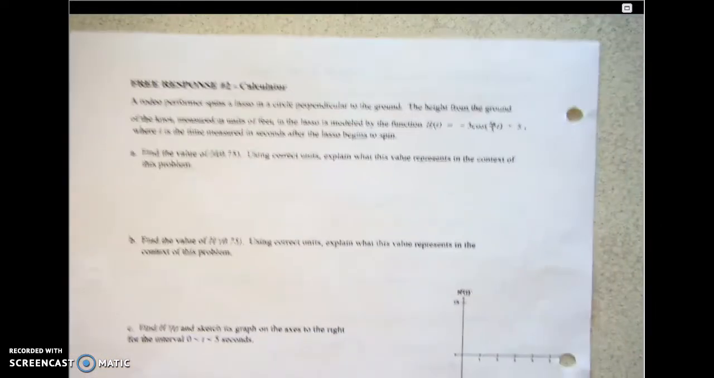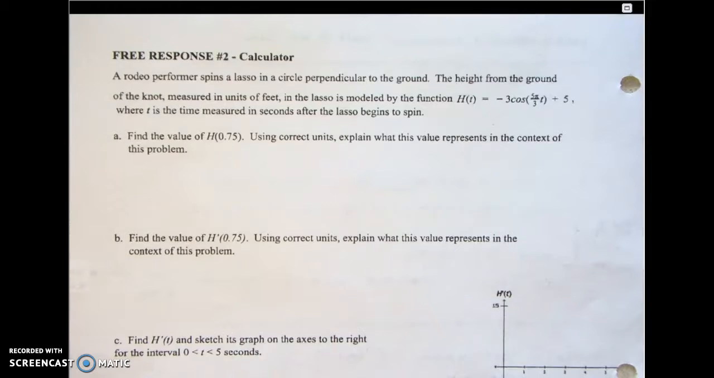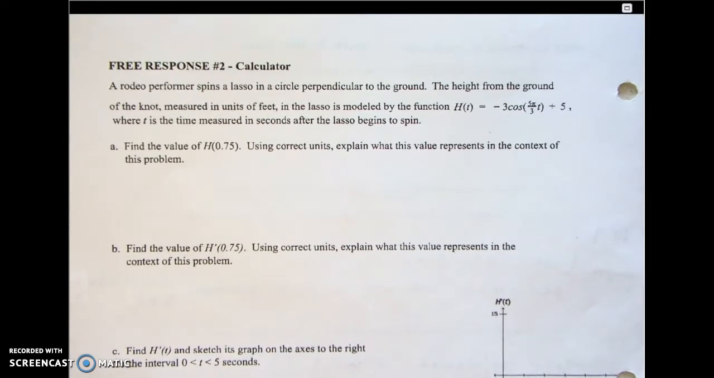Okay, I'm going to go to the back now, and the back was a calculator problem. A rodeo performer spins a lasso in a circle perpendicular to the ground.